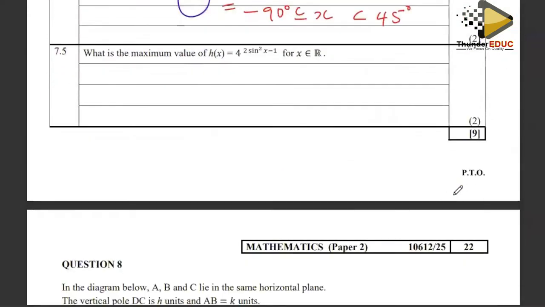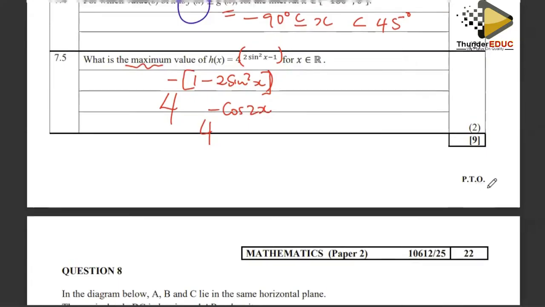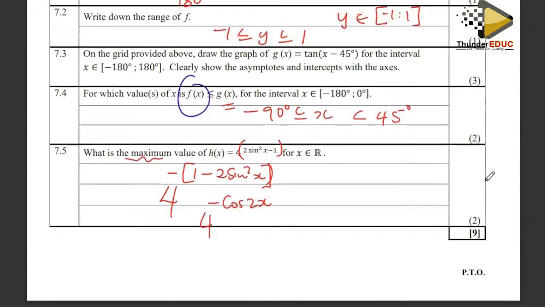Okay, then 7.5, they want us to get the maximum of this entire thing. So the trick is just on the exponent. If I take out the negative sign, I'll have 1 minus 2 sine squared of x. And 1 minus 2 sine squared is the same as cos 2x. So negative cos 2x. What is the maximum of the cos 2x? That is what the question is asking for.